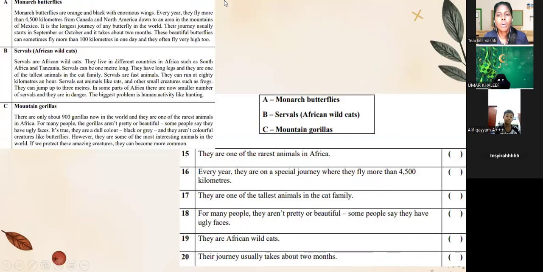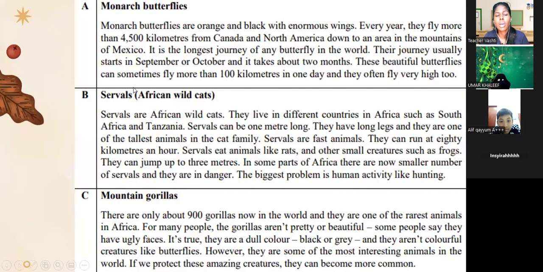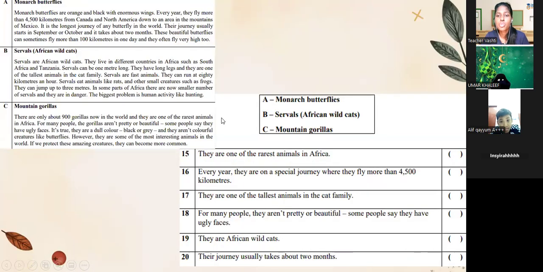Very good. Now, we are going to move on to the next one. The next one is where you have to read the descriptions given and then you have to choose your answer. So we are going to go one by one.